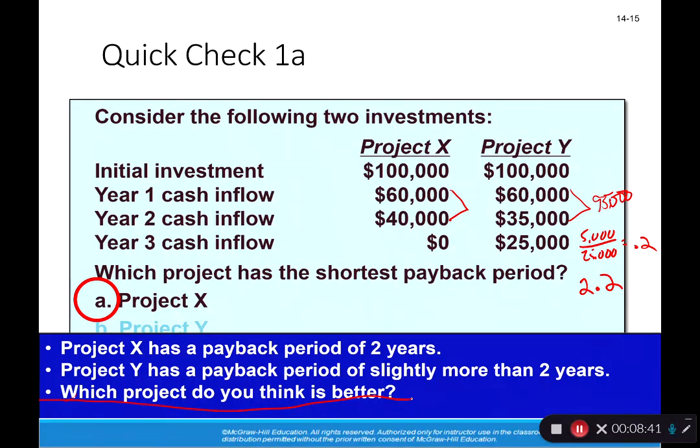So the whole point of this problem is twofold. One is to show you how to calculate payback when you have uneven cash flows like we did here. You just accumulate the cash flows until you reach your initial investment. And then the other reason to do this is to show you that just because you have a shorter payback period, it doesn't necessarily mean it's a better investment opportunity.